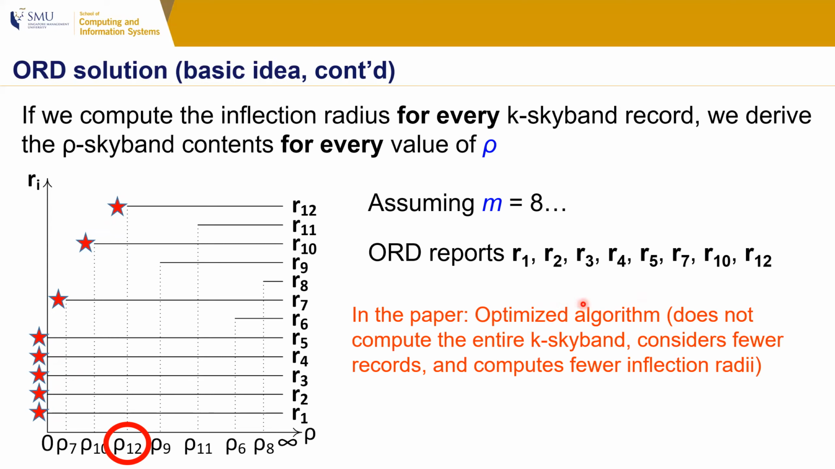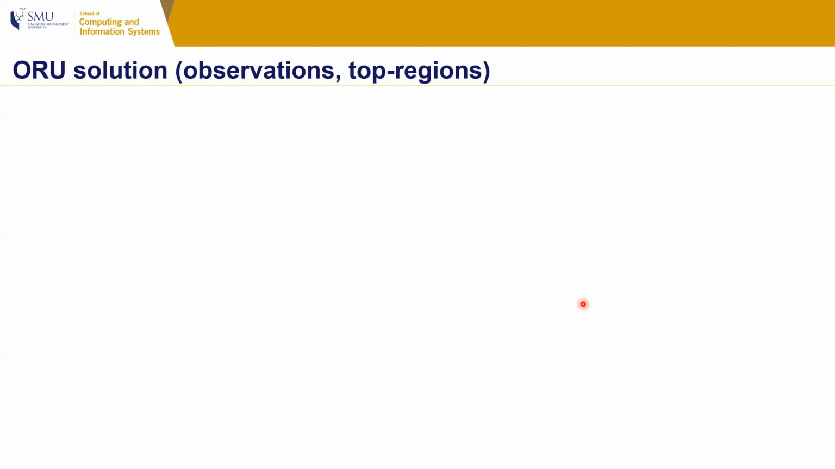In the paper, of course, we have an optimization where you don't need to compute and consider the entire K-Skyband, which reduces the computational cost quite a lot. So efficiency is one of our main objectives. Let me then start describing briefly our ORU solution.